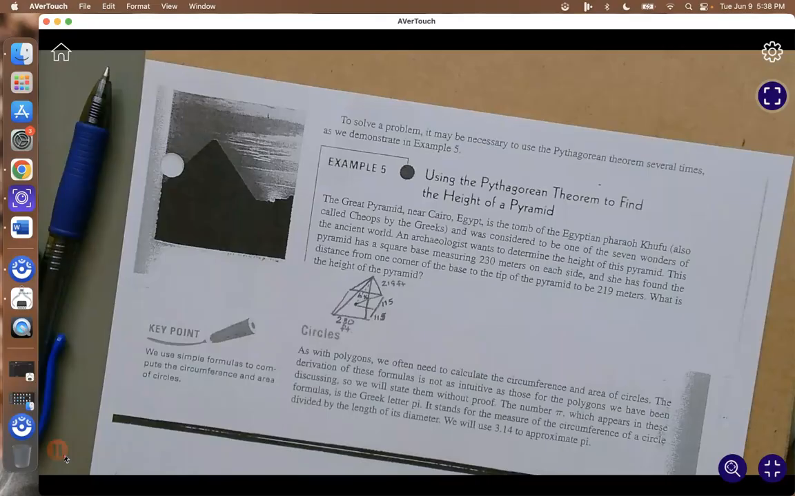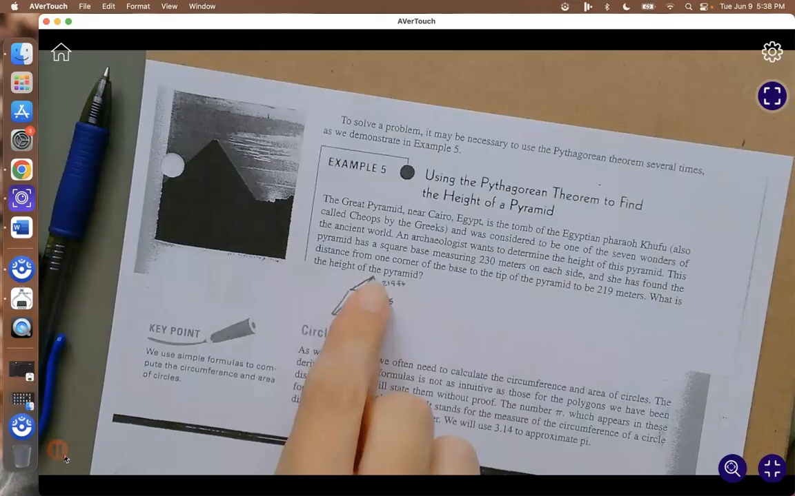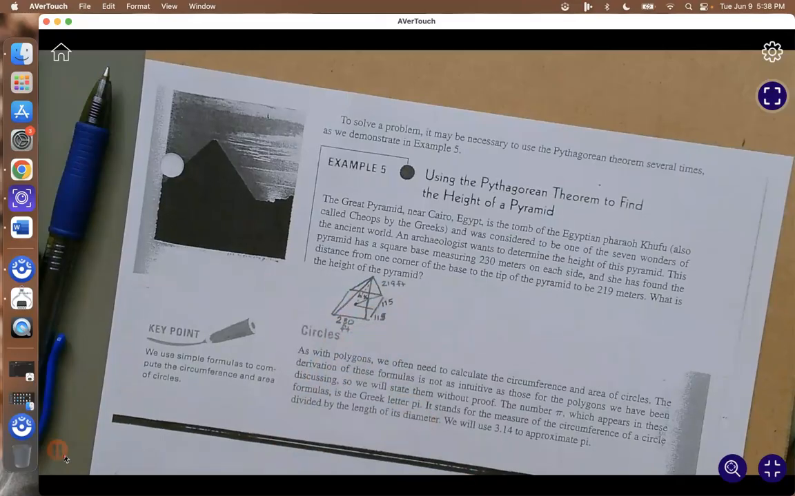and was considered to be one of the 7 wonders of the ancient world. An archaeologist wants to determine the height of this pyramid. The pyramid has a square base measuring 230 meters on each side, and she has found the distance from one corner of the base to the tip of the pyramid, so this side right here, to be 219. What is the height of the pyramid?